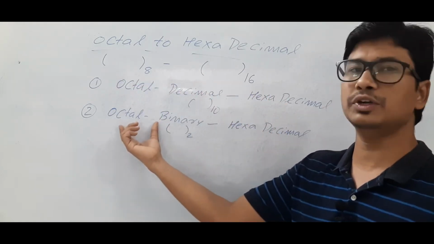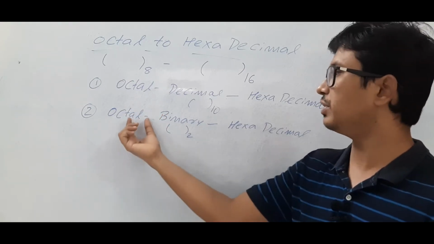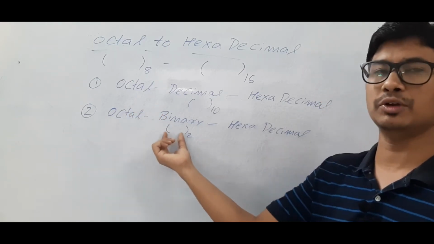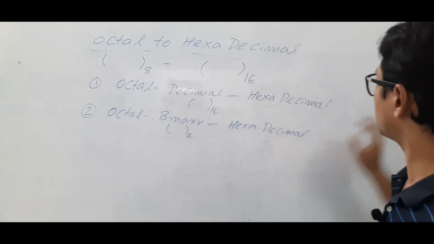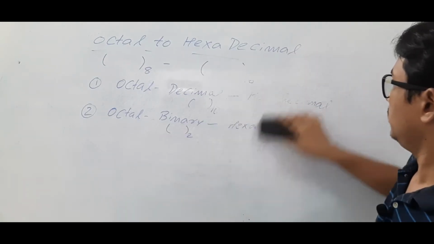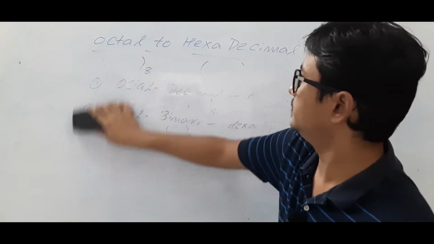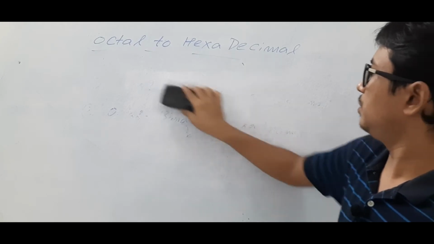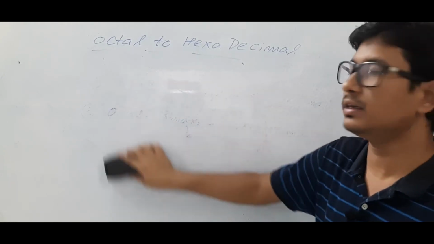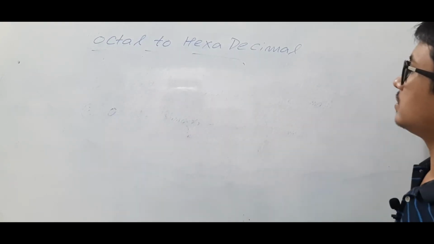So in this video I want to discuss how to convert an octal number to binary, and from binary how to convert into hexadecimal. So we will discuss the process with an example.